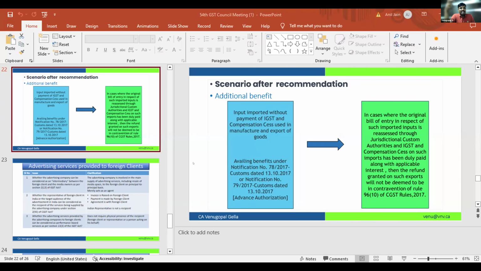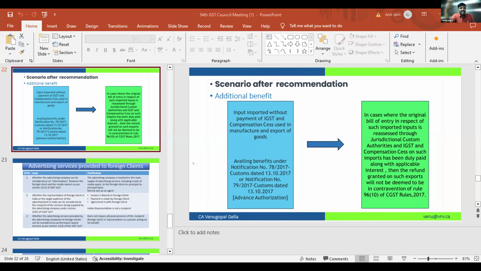By following the default rule under 13.2, place of supply will become where my foreign client is located. But obviously, whether it will qualify as export or not will be based on whether all the conditions of export of service have been fulfilled. So this relates to the first part.